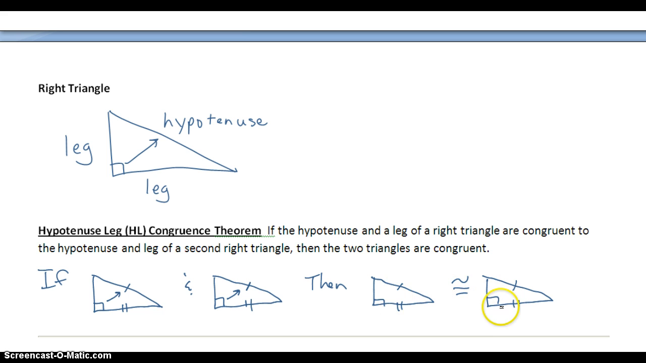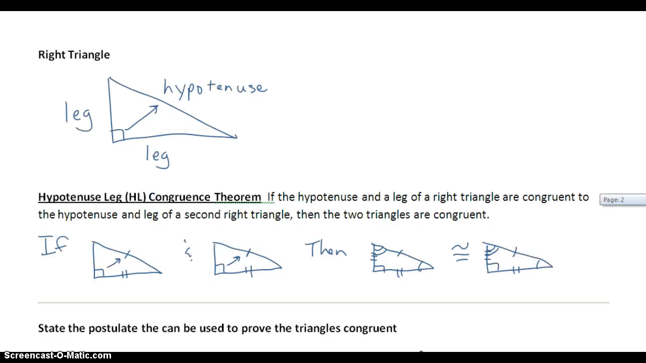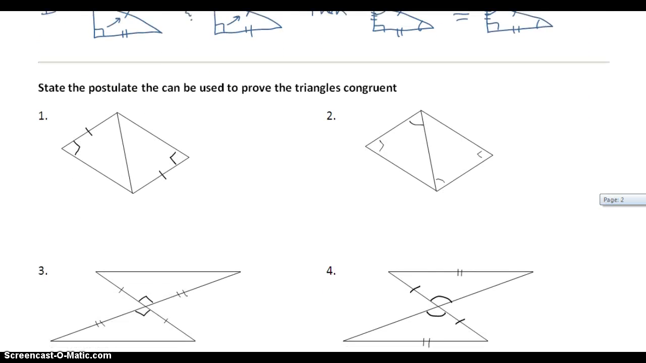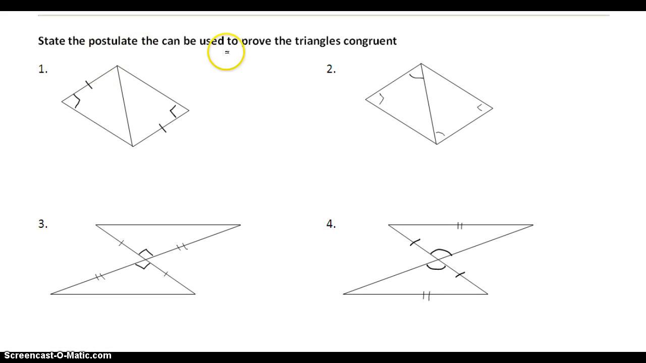And once my triangles are proved congruent, all of the corresponding parts will also be congruent. All of the angles and the sides that are corresponding will also be congruent after I've proved my triangles congruent. So let's look at some examples where we need to figure out which postulate to prove the triangles congruent. In this example, we have a pair of right angles, and the side is shared between these two triangles, so those two sides are congruent.